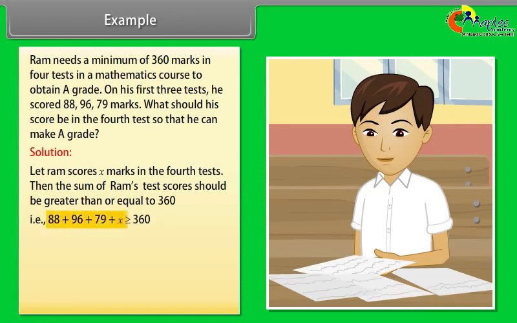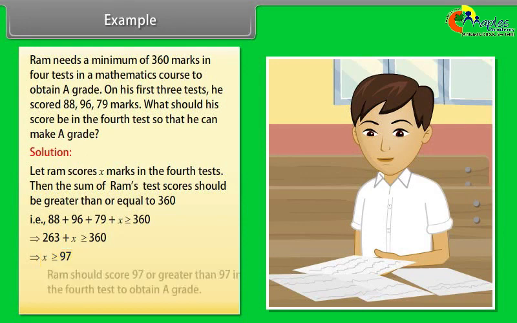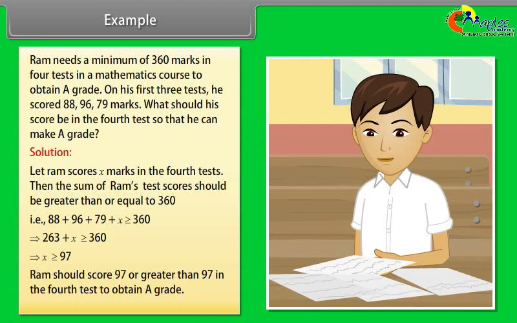That is, 88 plus 96 plus 79 plus x greater than or equal to 360. It implies 263 plus x greater than or equal to 360. It implies x greater than or equal to 97. Ram should score 97 or greater than 97 in the 4th test to obtain A grade.